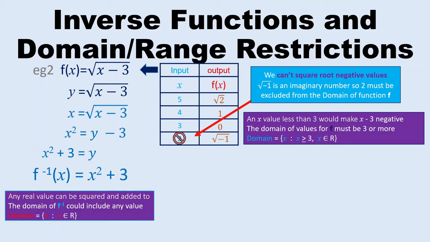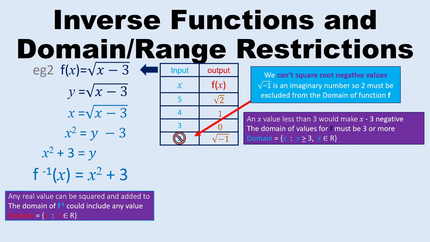Now, I can square any value, whether it's positive or negative, a whole number or a decimal value, and I can add 3 to any number. So really, there are no restrictions to the domain of the inverse function. x could be any real number. And if there are no restrictions to the domain of the inverse function, this means there are no restrictions to the range of the original function. Let's show this again in our table.